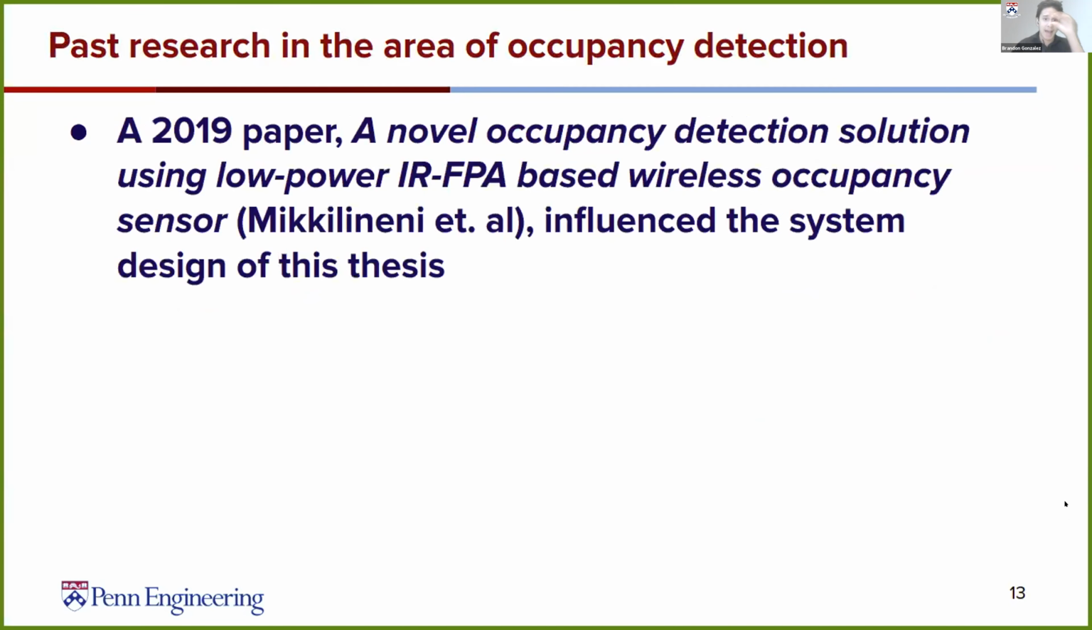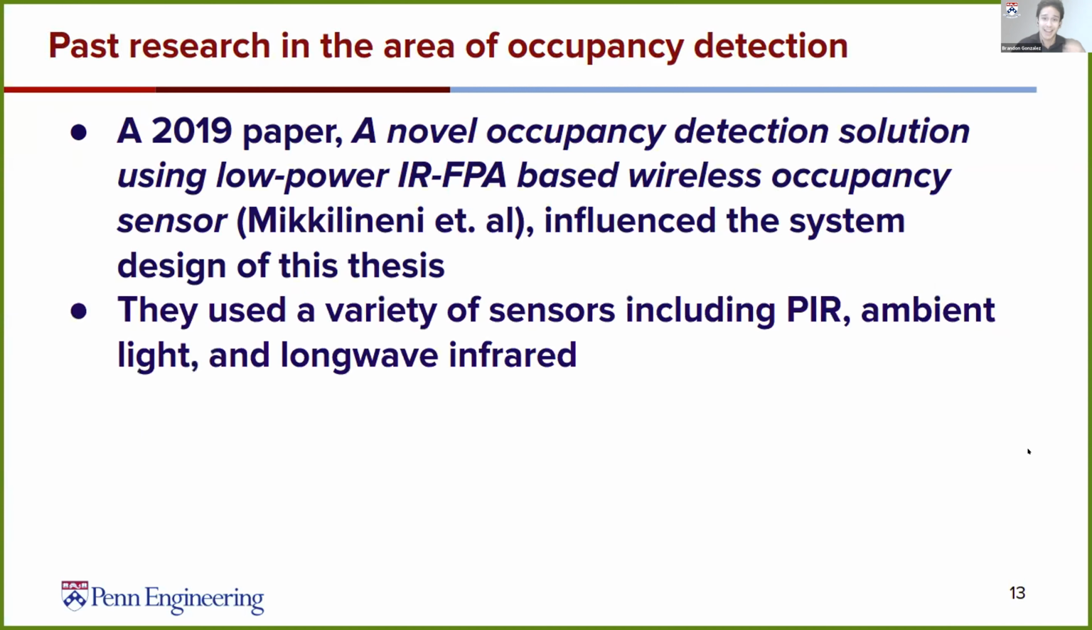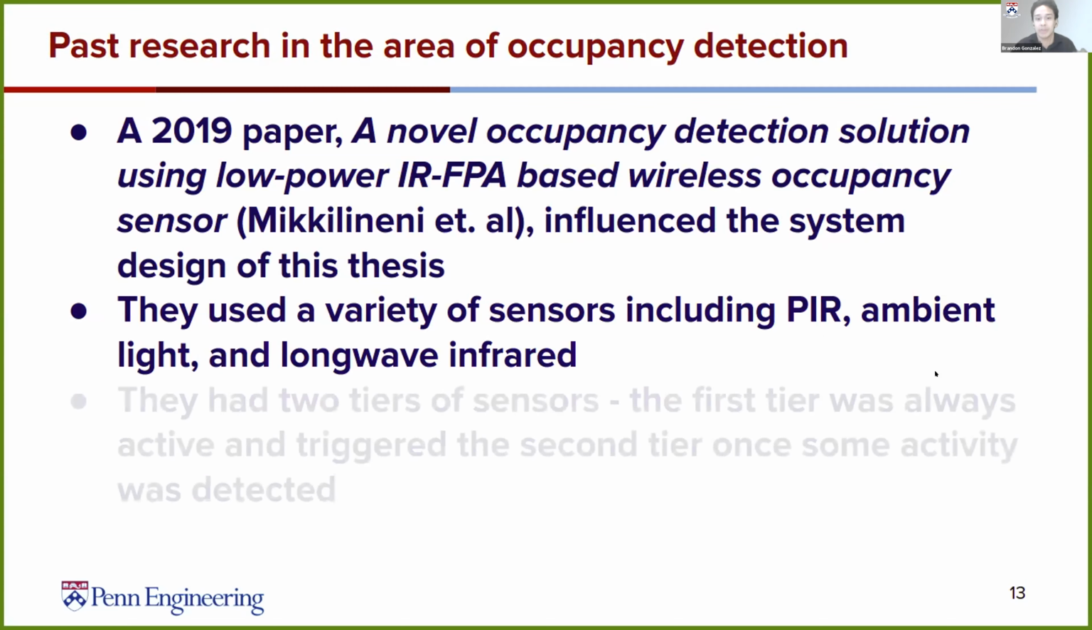And in terms of past research in the area, one paper specifically, a 2019 paper on novel occupancy detection using a low power IR FPA based wireless occupancy sensor. This paper I found particularly helpful to guide the design of the system for this thesis. It used a wide variety of sensors, some of which we didn't use for this thesis, like PIR, ambient light, long wave infrared.